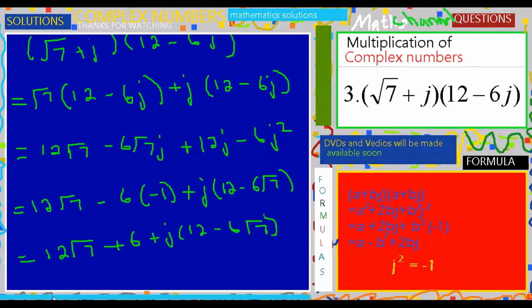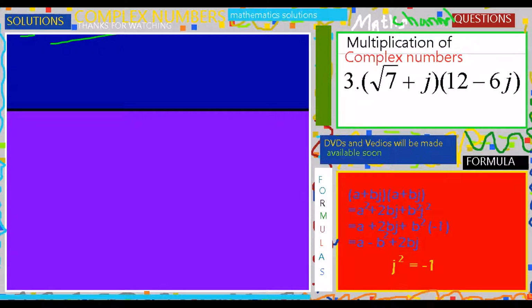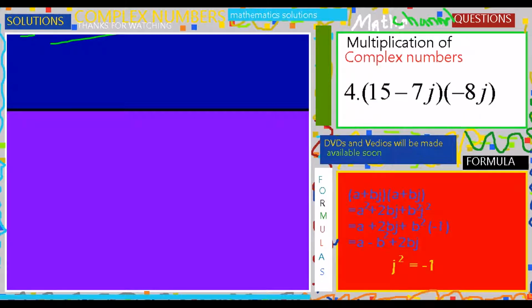That's all. Because it has a root, you can leave it like this, or if they say you must continue, it will have numbers with decimals, because root 7 is not a perfect square. Let's check the other one. This one does not have that complexity. It only has the j part.